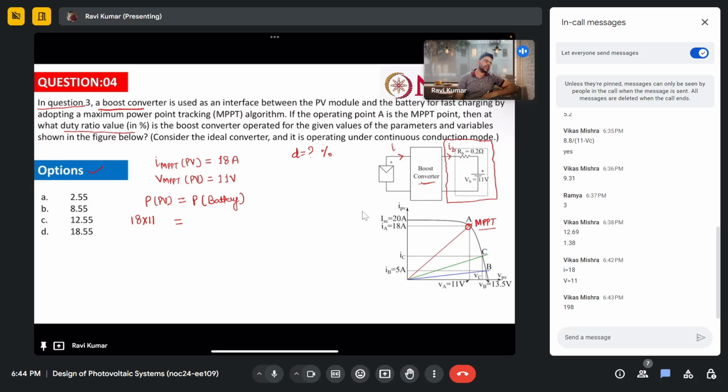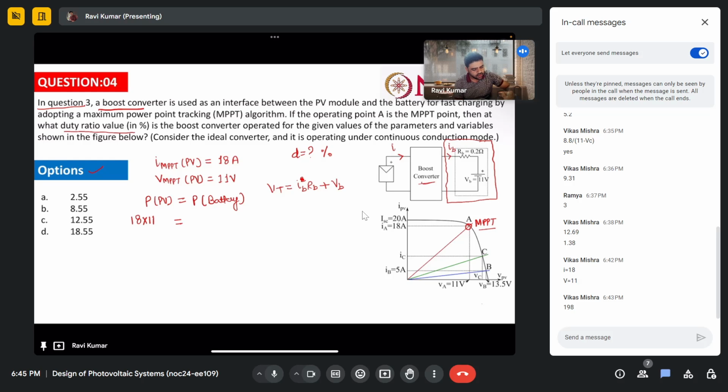Already I am saying IB is the current which is flowing through the battery. We have the internal resistance of the battery, and we have VB, that is the battery voltage. We already know VT equals I into V plus VB, because it is charging. This we already know.